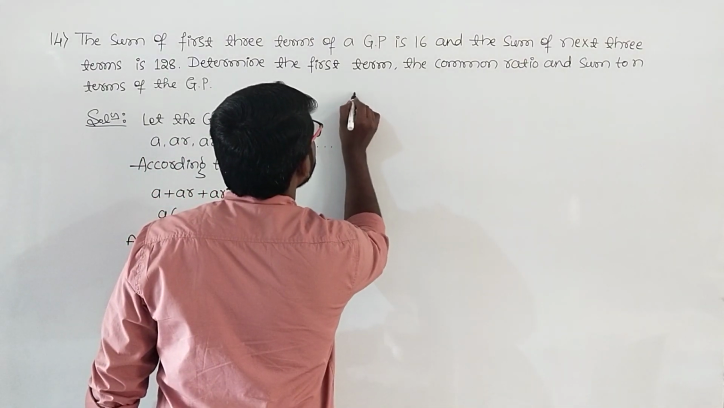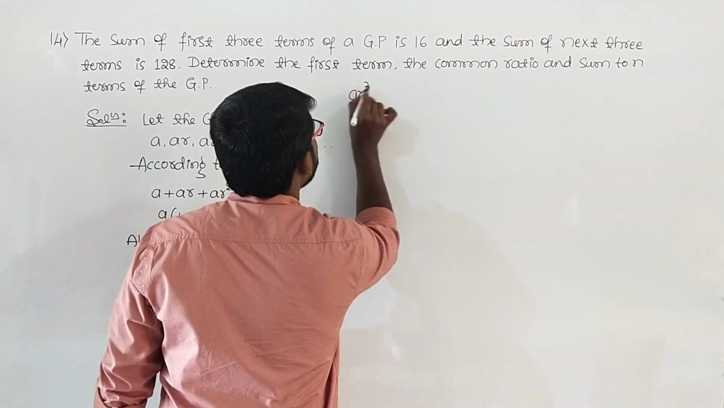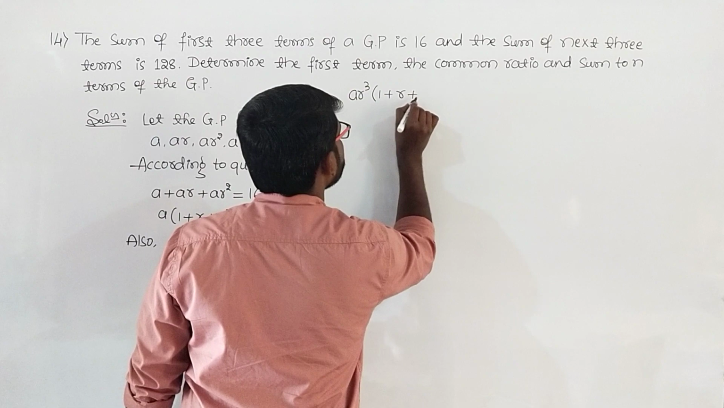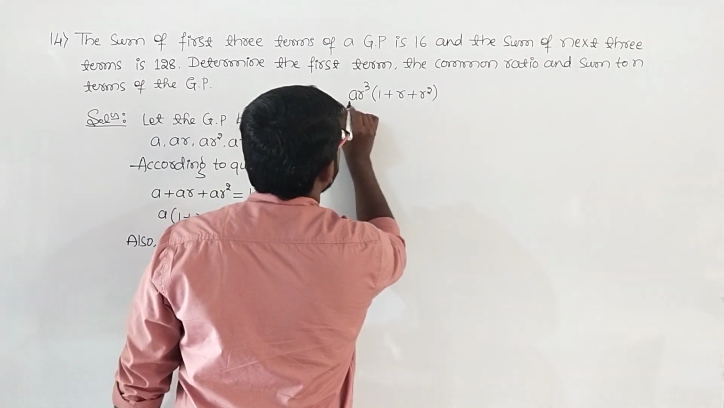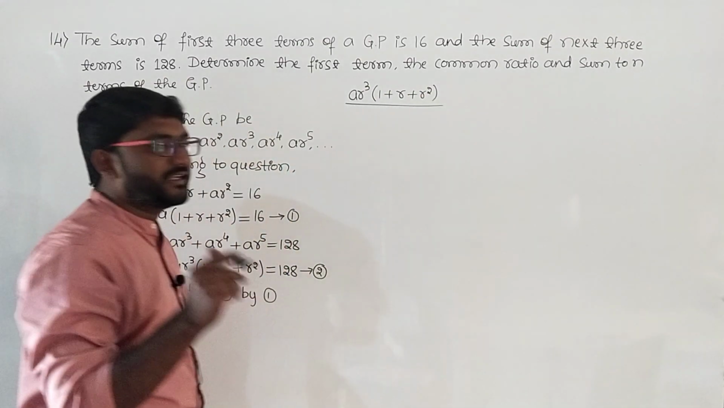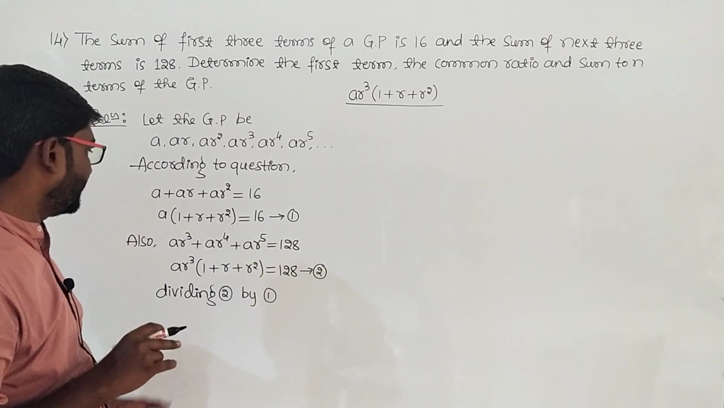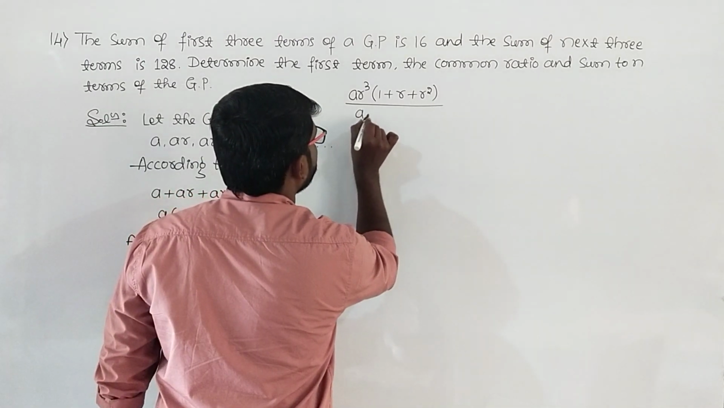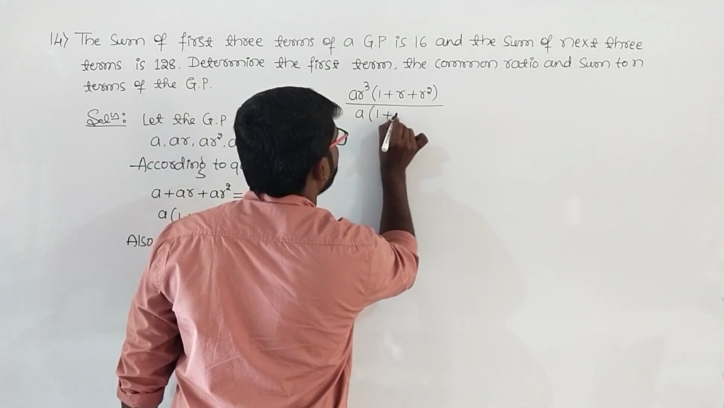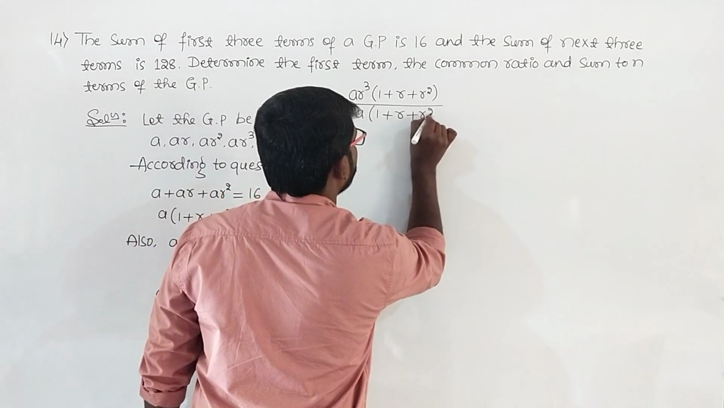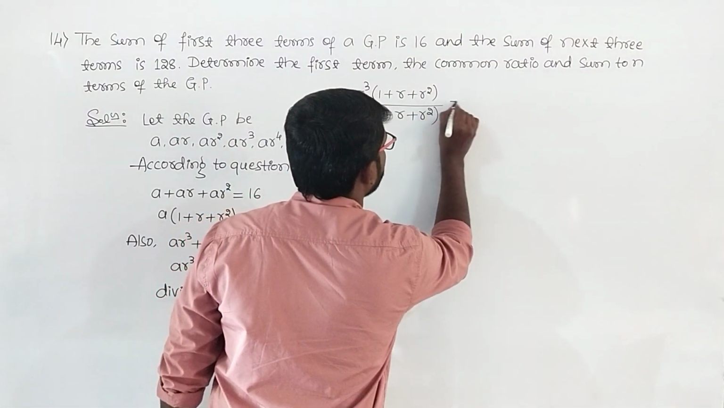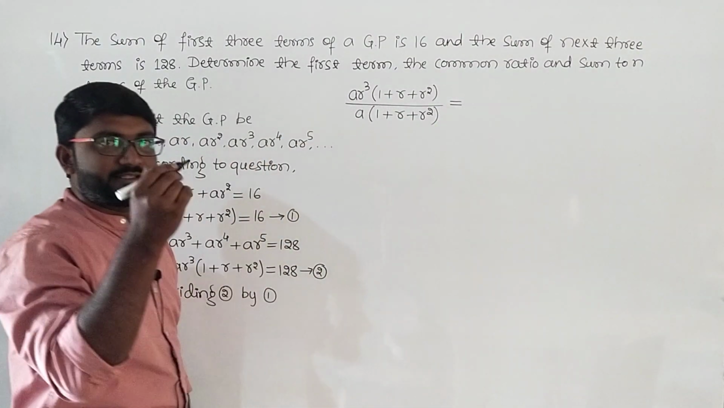A into R raised to 3 into 1 plus R square, then divided by. You have to divide the left hand side separately and the right hand side separately. 2 by 1, it is A into 1 plus R square, then which is equals to, now I will take the RHS of both the equations.